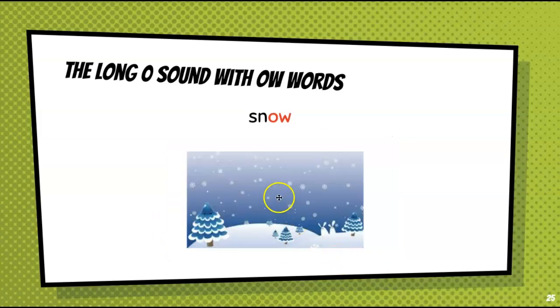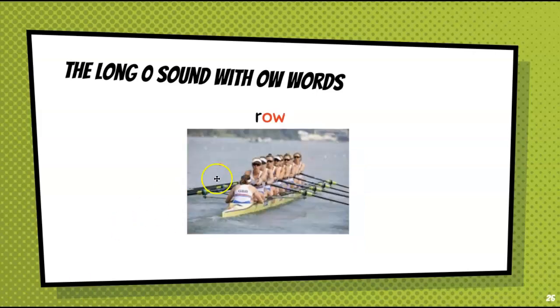Let's try another one. Remember, this makes the long O sound. Sn-o, snow, snow, snow. R-o, row, row, row. These women are rowing a boat.